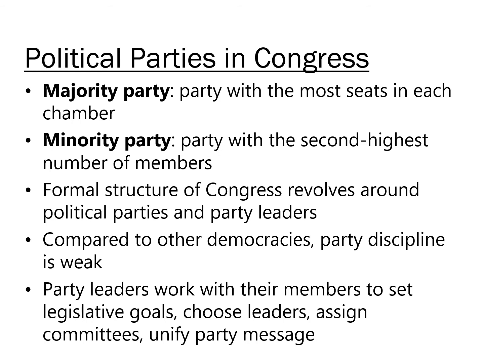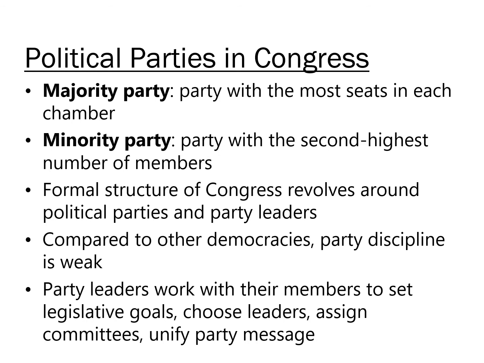The majority party is the party with the most seats in each chamber. That should just make perfect sense. So in the House of Representatives, it's the Democrats. In the Senate, it's currently the Republicans. The minority party is the party with the second highest number of members. So again, in the House, the minority party is the Republicans. In the Senate, the minority party is the Democrats.